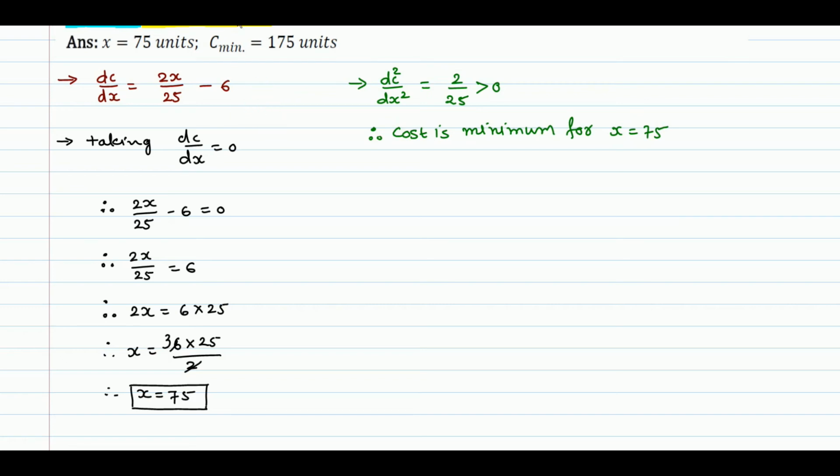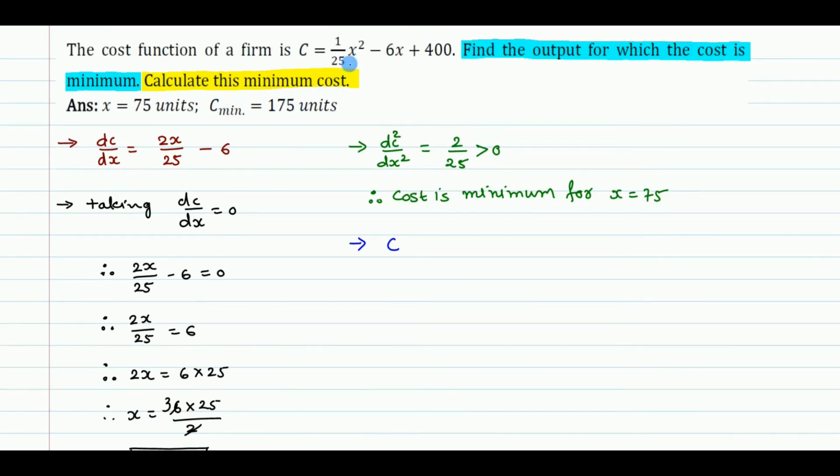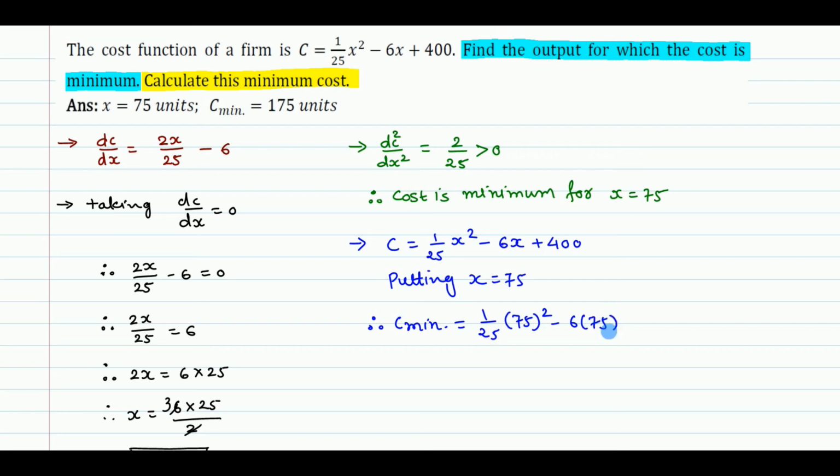Okay, now we have to find this minimum cost. So first of all, write down our cost function. C is given by x square by 25 minus 6x plus 400. Okay, now putting x equal to 75. Therefore, minimum cost C minimum equals 1 by 25 into 75 square minus 6 into 75 plus 400.